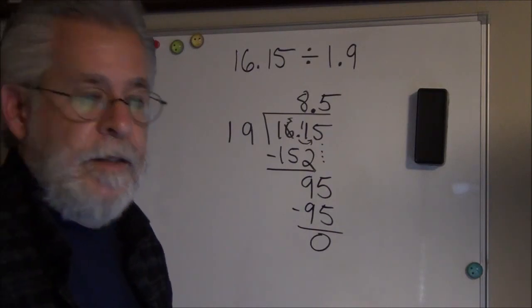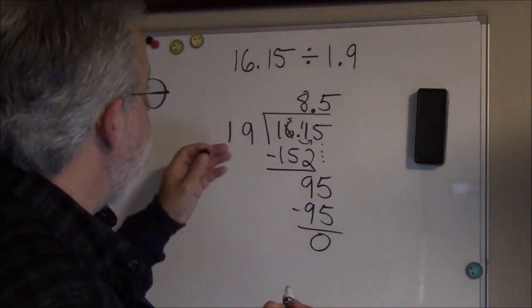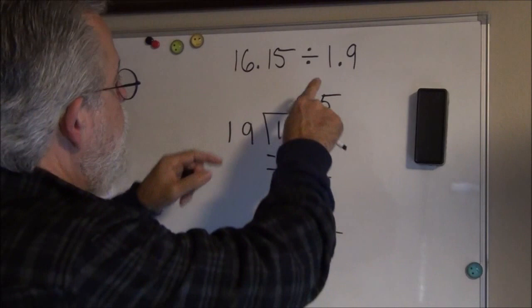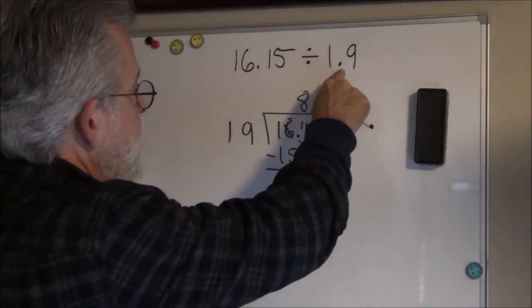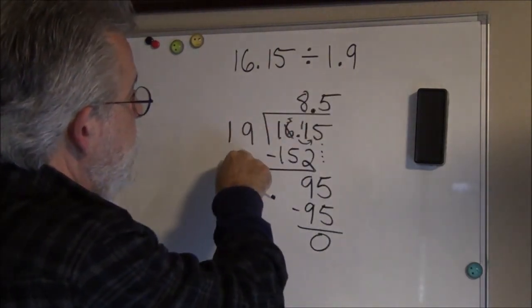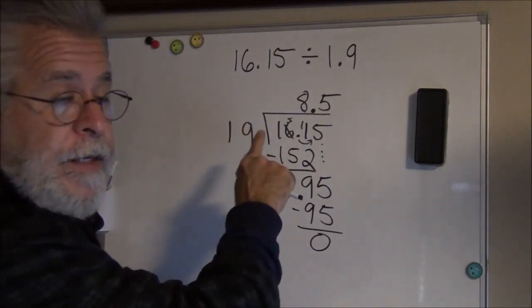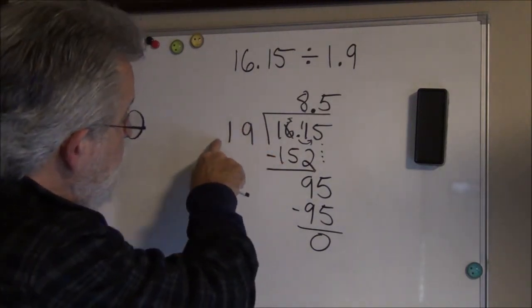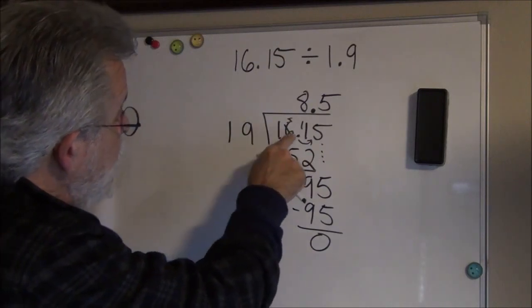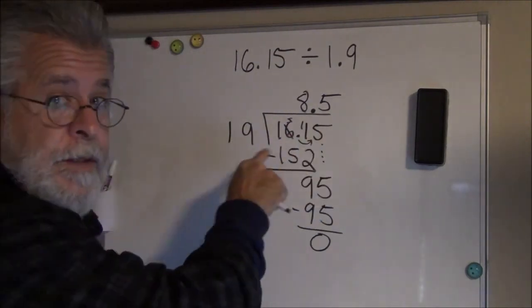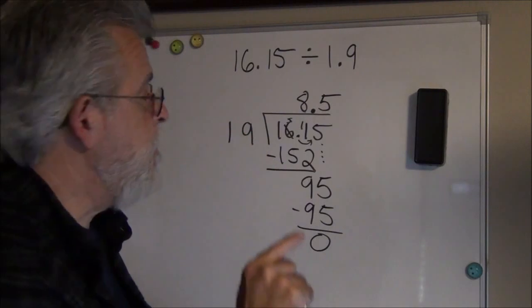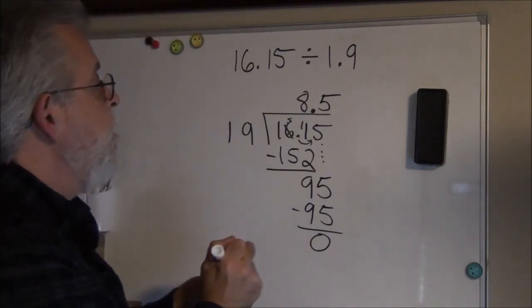Okay? Now, just remember, you're dividing by that. That is the divisor. The divisor goes here. And remember that you have to move the decimal over one space. If the decimal was here, you'd have to move it 2 spaces and then move that one 2 spaces. But in this case, you only move it over one space. And there we go.